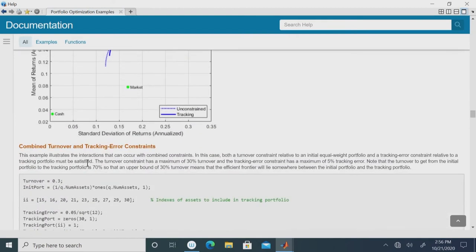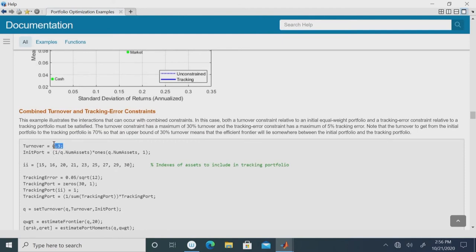Okay, now you look at an example of the combined turnover and the tracking error constraints. So, suppose that we set the turnover to a maximum of 30%, and we say that the tracking error can be 5%. So, now we are looking at the constrained problem, which brings into the picture the tracking error constraint from the preceding example, and along with it the combined turnover. Accordingly, here we set the turnover to be 0.3, and we set the initial portfolio to be this, and then we have this tracking portfolio as given here. So, the initial portfolio is set to be an equal weighted portfolio.